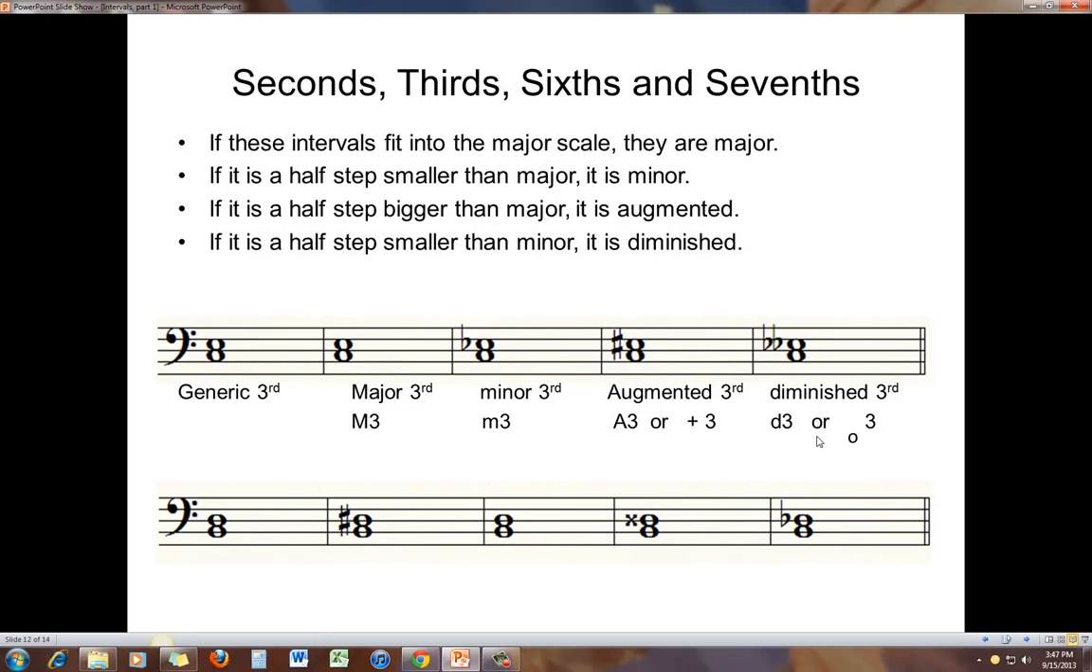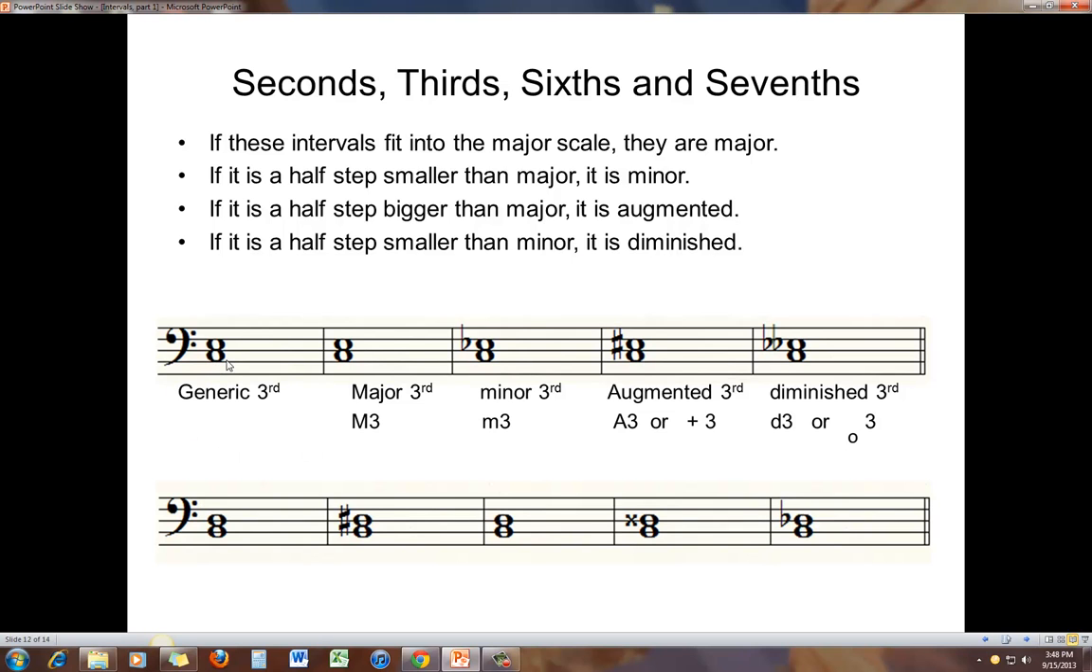Seconds, thirds, sixths, and sevenths are major, minor, augmented, and diminished. So if the intervals fit into a major scale, they are major. Half step smaller than major is minor. A half step bigger than major is augmented. And a half step smaller than minor is diminished.